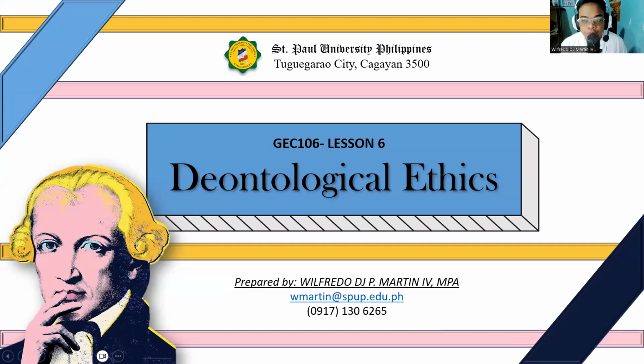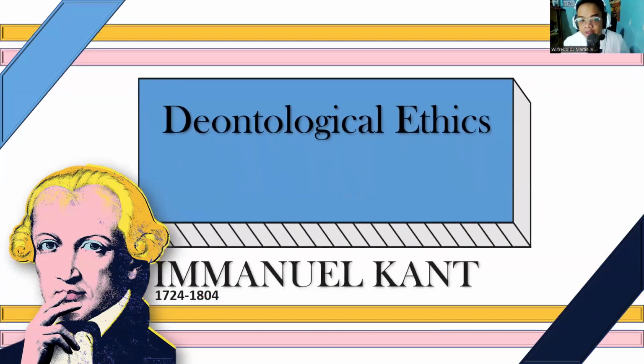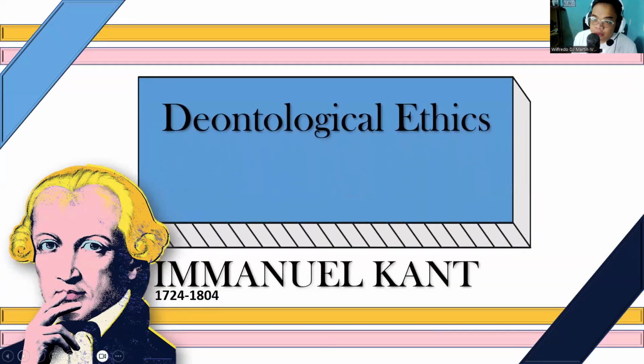In order for us to catch up on our lesson for our midterm exams, I'm going to skip ahead and make us understand lesson six. Lesson six is all about deontological ethics, so that after this lesson I will be able to also move on to lesson seven. Without further ado, we'll now start the lesson by taking a look at what deontological ethics is in the eyes of, of course, Immanuel Kant.